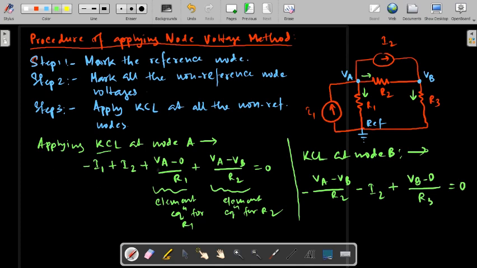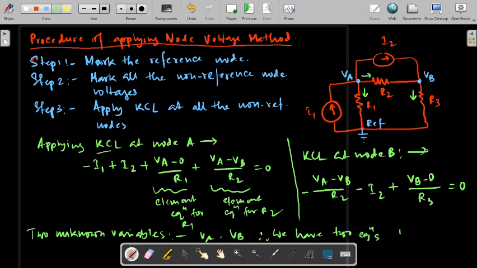So you can see that there are only two unknown variables, VA and VB, and we have two equations to find out the unknown variables, VA and VB. So this is the procedure. I think you have understood.